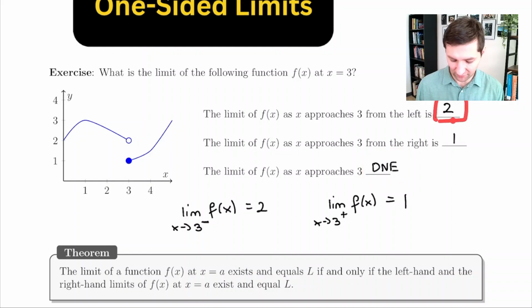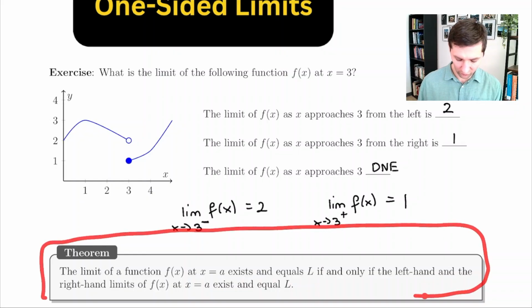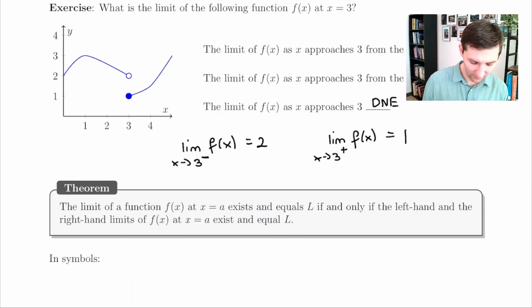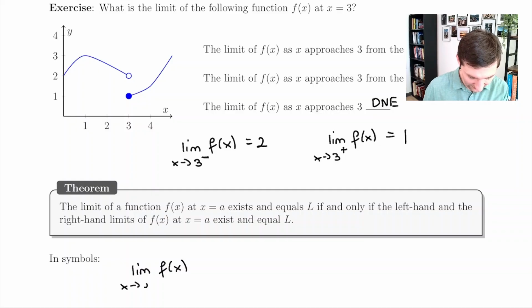If the left-hand limit was the same as the right-hand limit, we would be able to conclude that the general limit exists. This theorem uses lots of words. You can write this theorem using symbols. You could say that the limit of a function as x approaches any number, let's say as x approaches a, exists and equals a number L.